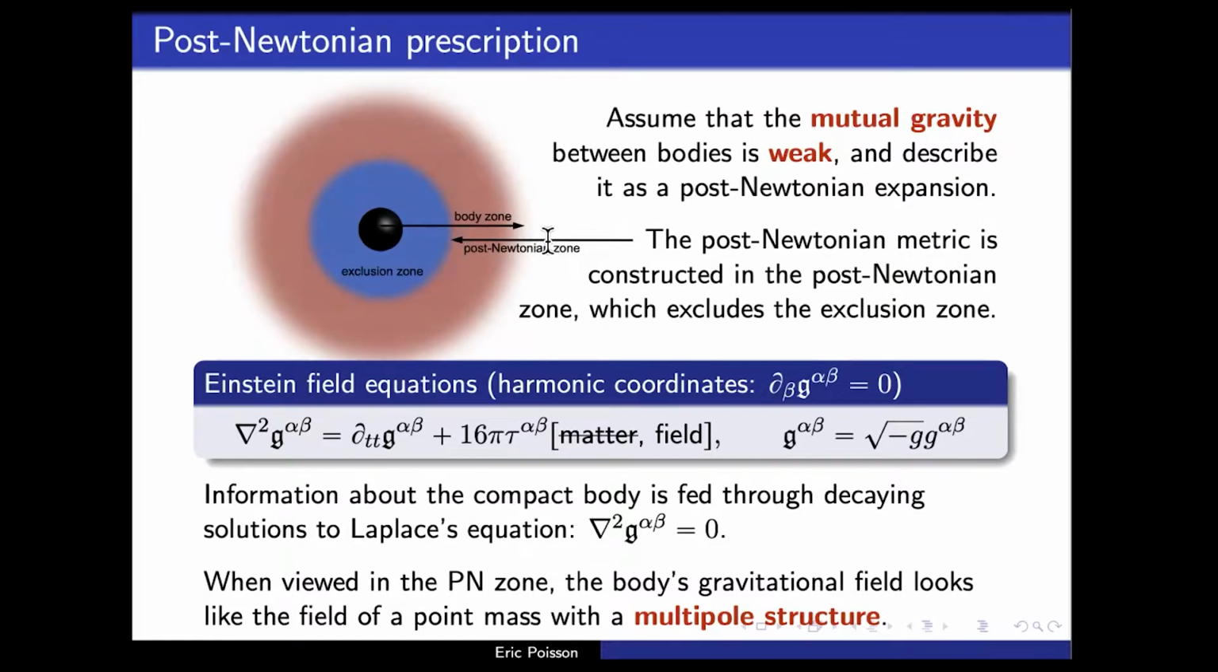Now I introduce a post-Newtonian zone, which is going to be the place where gravity is weak enough for that assumption to be valid. And that post-Newtonian zone is not allowed to go too close to the body because gravity becomes strong there. So the post-Newtonian zone will be excluding this blue region here that I call the exclusion zone. So when I do my post-Newtonian theory, I'm not working everywhere. I'm working around the body, outside of that blue region.